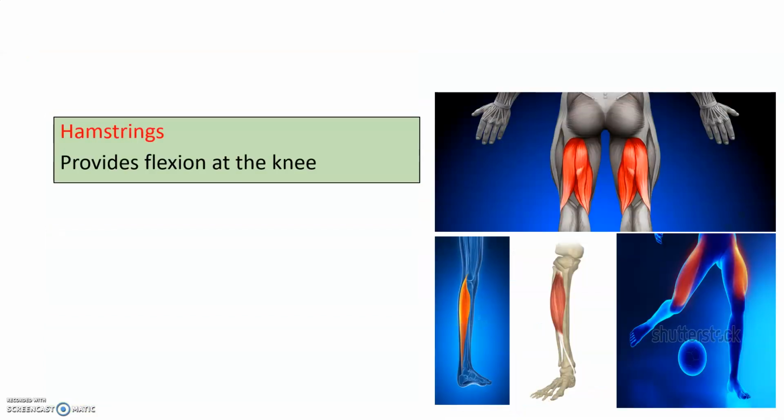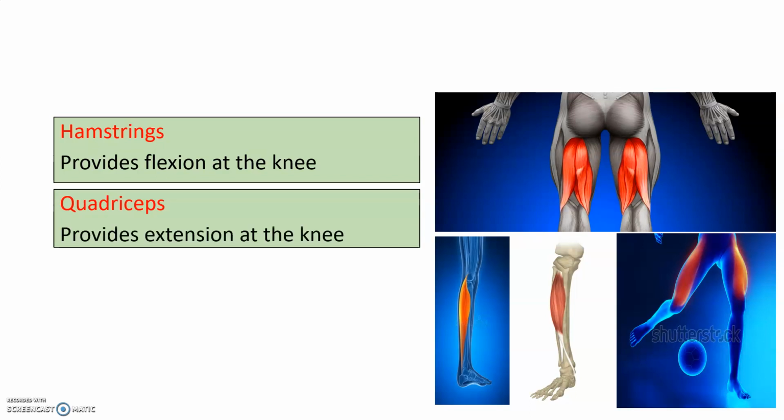Okay, when we look at the hamstrings next, you can see that's the back of the legs there, a really important part, especially for invasive sports that require lots of running and lots of kicking, for example. That provides flexion at the knee, so that closing of the angle in regards to the knee joint. Quadriceps.